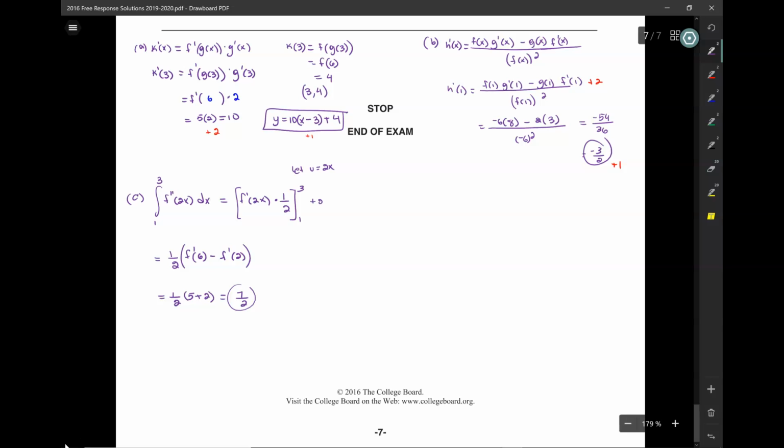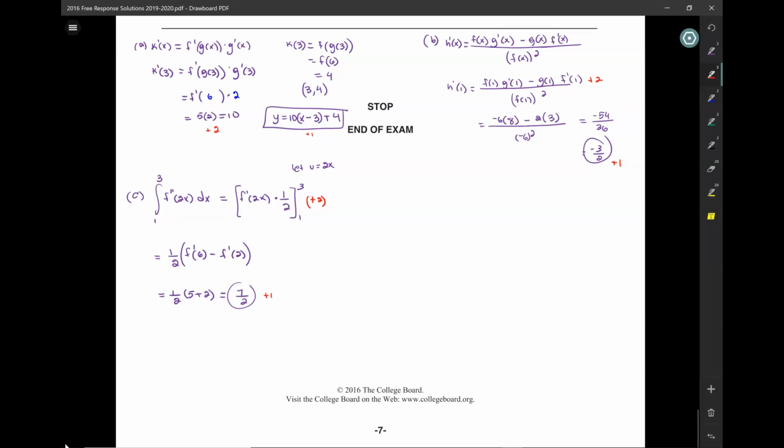2 points for this, and then 1 point for this. They may give you 1 point for this if you forget the 1/2, but then you wouldn't get the last point here. All right, so you'll only get 1 out of 3 points. Or not, I don't know. It depends on the year. Like I said, it depends on how the distribution works. Okay.